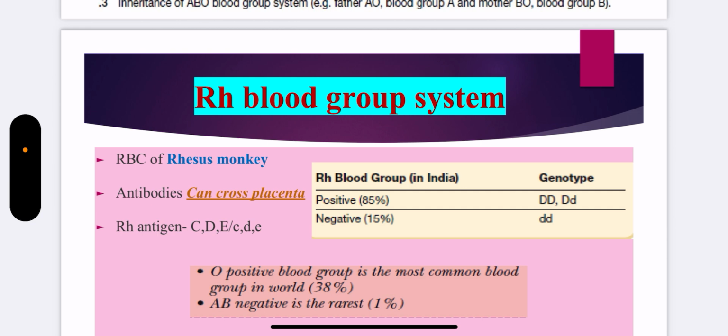About the Rh system, Rh has got its name from rhesus monkey because it was first found on the RBCs of rhesus monkey. Antibodies of the system can cross the placenta. Over 85% of the population in India is Rh positive, and the rest 15% are Rh negative. The pattern of inheritance is by the dominant D gene, as you can see in this table.